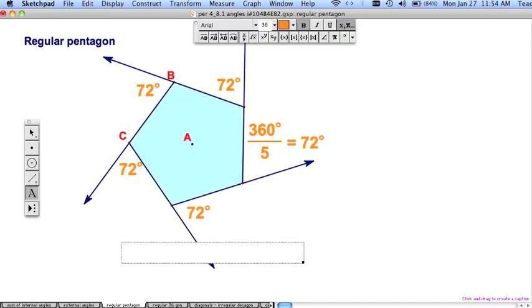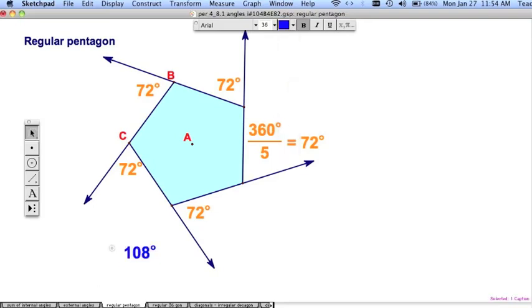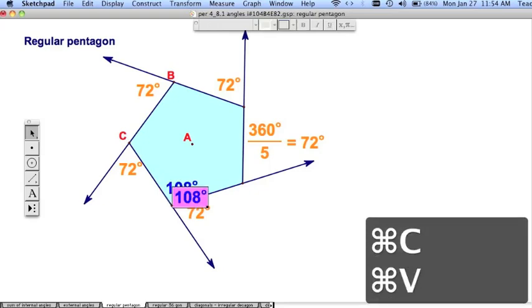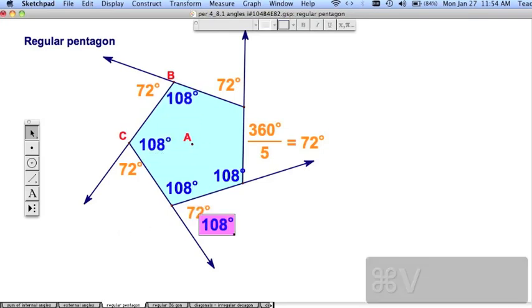How much? 180 minus 72, which is 108. So I know that each of the interior angles, since they're all the same, must be 108. So I've got 108 there, 108 there, here 108, there 108. Look at that. I've got 108 everywhere.